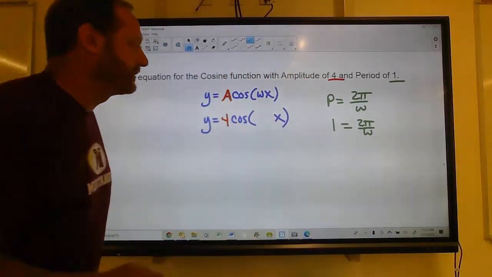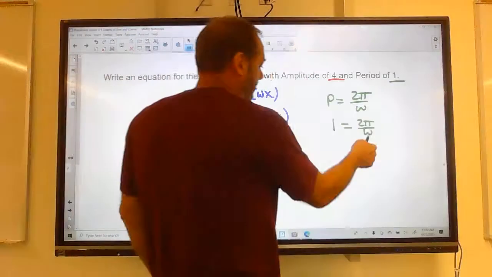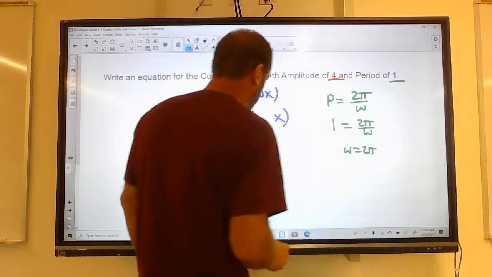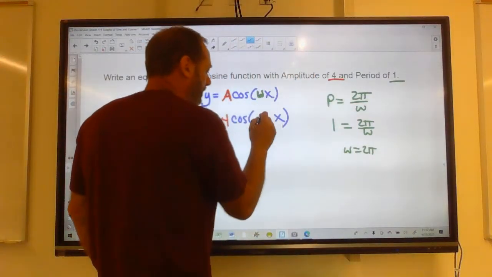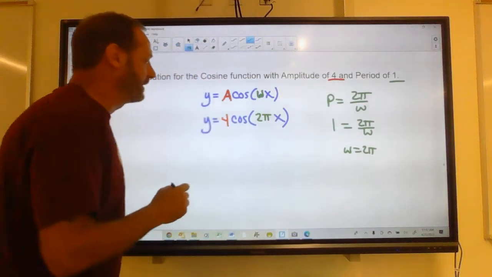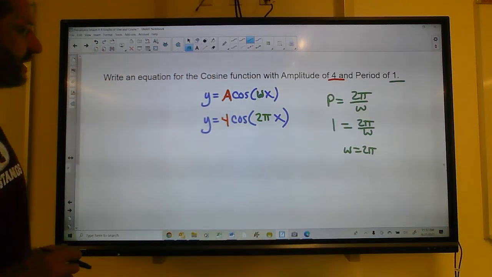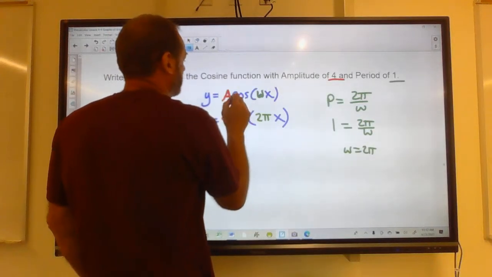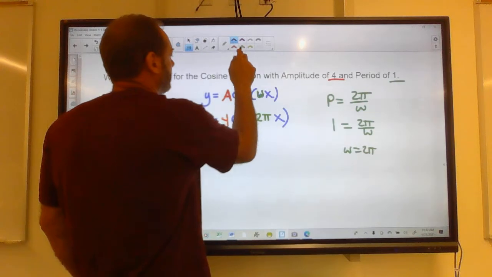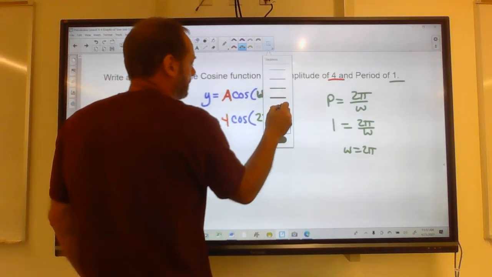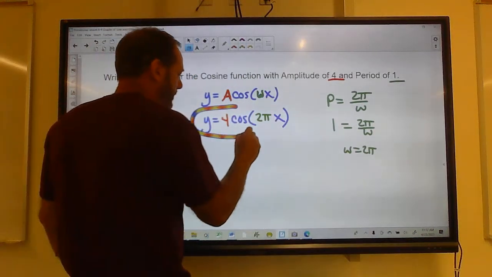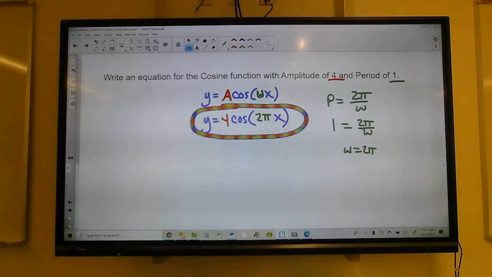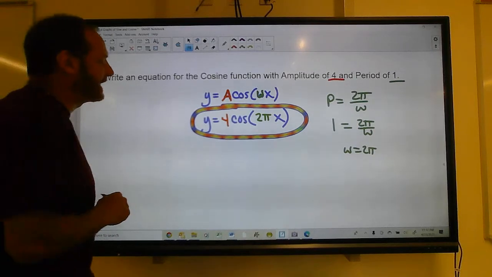And you can probably do this in your head. What's going to take 2 pi and divide it by w and get 1? Well, w is going to be 2 pi. So my w is going to go right there, 2 pi. And there's my new equation. Let's do this in something fancy, because this is kind of cool. There you go. 4 cosine 2 pi x. How exciting that is.